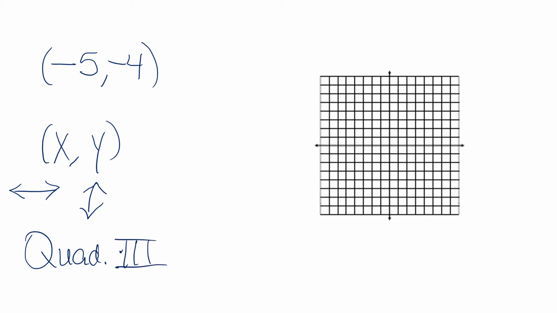So let's talk about our quadrants again. If you are in the quadrant in this area, that is a positive, positive. The quadrant here is a negative, positive. This quadrant in the lower left-hand corner is a negative, negative. And then the lower right-hand corner would be a positive, negative ordered pair. So that's where they would land.